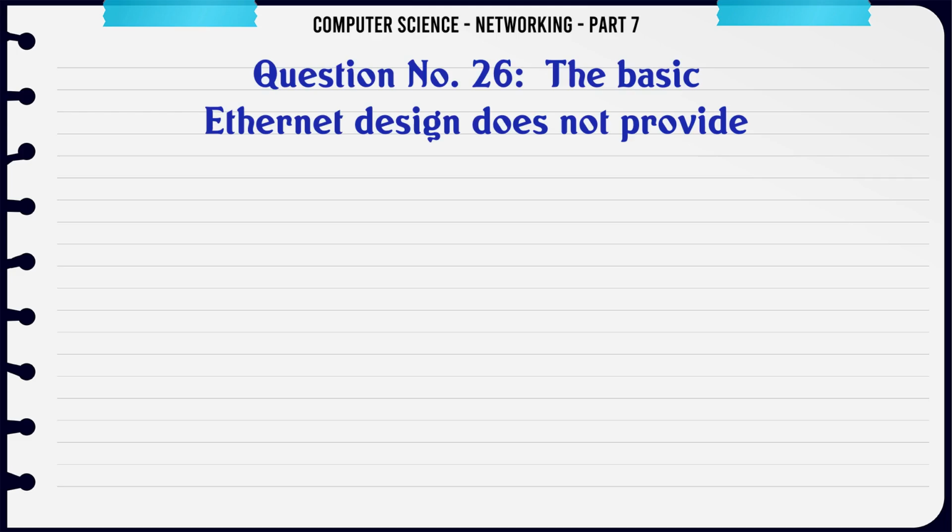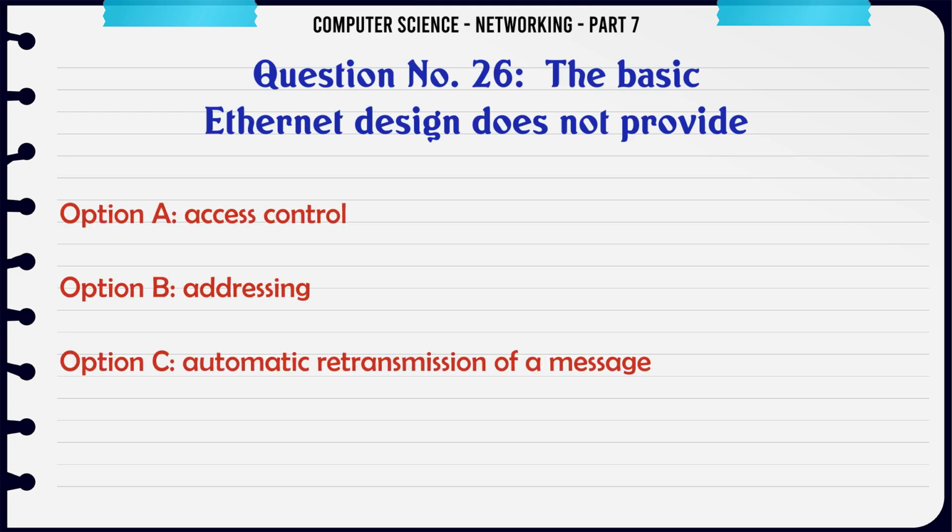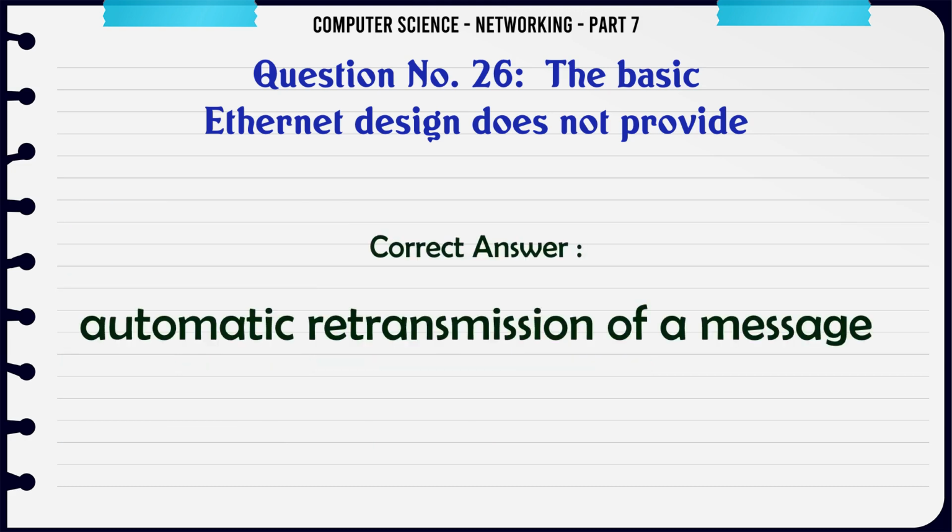The basic Ethernet design does not provide A. Access control, B. Addressing, C. Automatic retransmission of a message, D. Multiple virtual networks. The correct answer is automatic retransmission of a message.